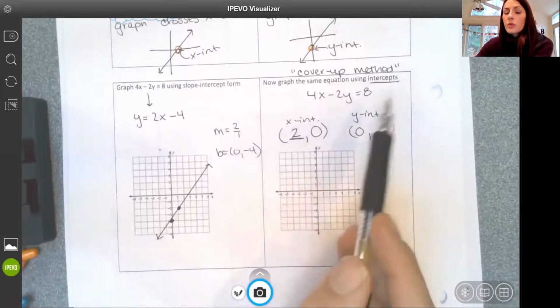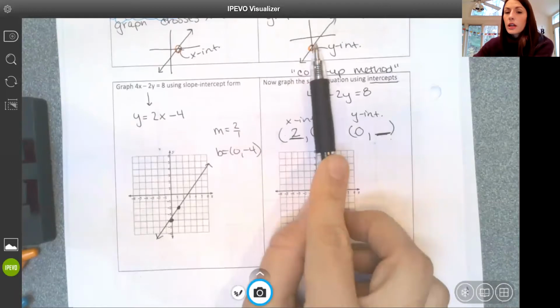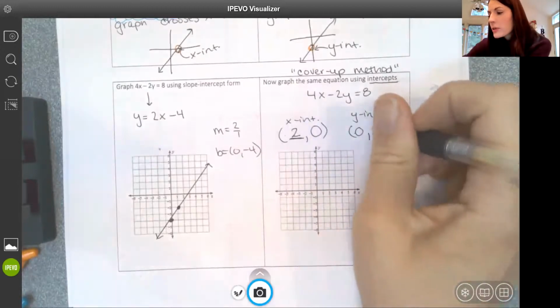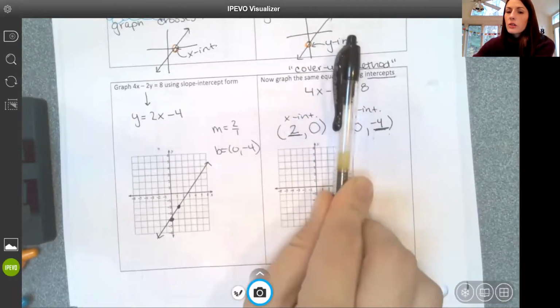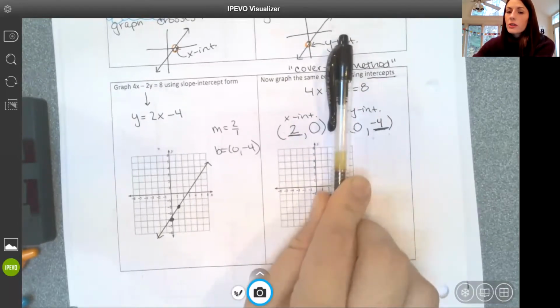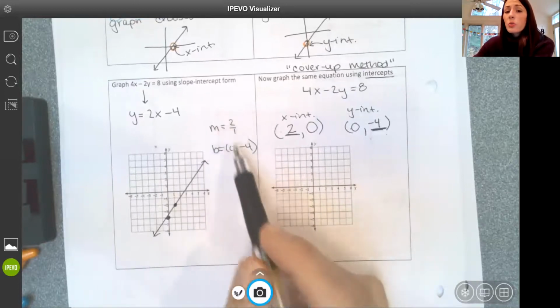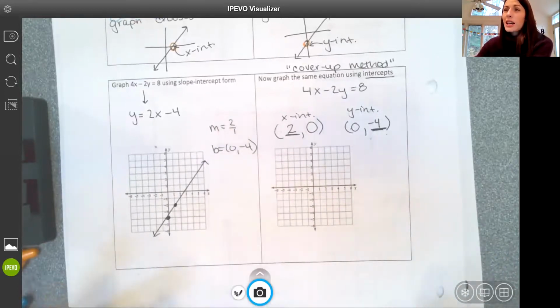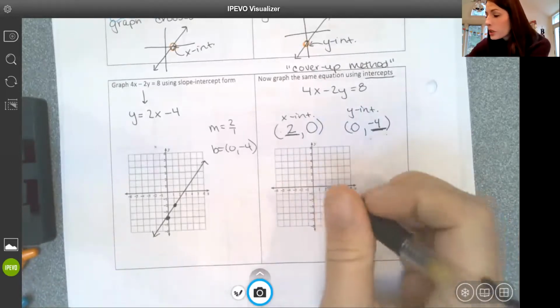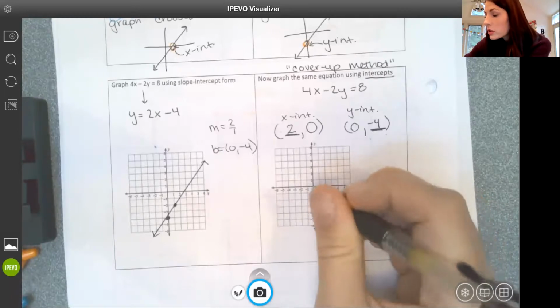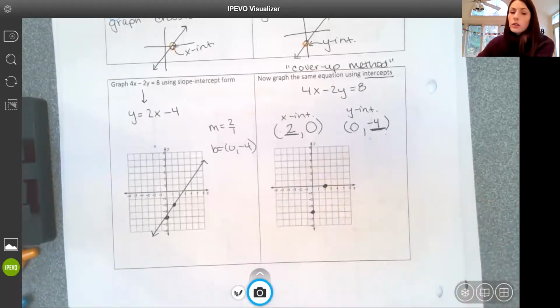To get my y-intercept, I just cover up x, and it gives me -2y equals 8. And what would the y-intercept be? -4. Okay, that's why I call it the cover-up method, because it's like I cover up one, zero that out, get the other, zero this one out, and get my other intercept. And now instead of using slope and y-intercept, I'm just thinking about it differently. It's almost kind of like a table. Like, okay, I have these 2 points. So I'm going to plot these 2 points, 2, 0 and 0, -4. I only need 2 points to draw a graph.